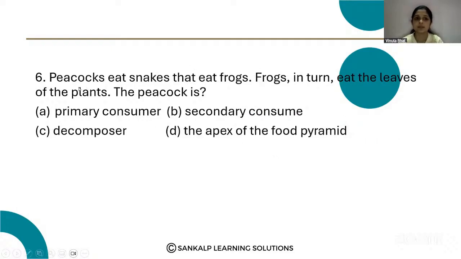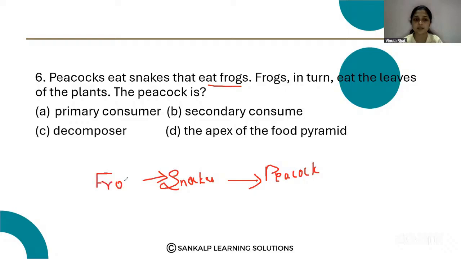Question number 6. Peacocks eat snakes that eat frogs. Frogs in turn eat the leaves of the plants. Here they have given a food chain. So you know that the peacock eats the snake, right? Then the snakes eat the frogs. I'm just constructing one food chain.